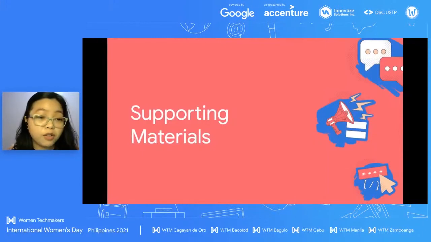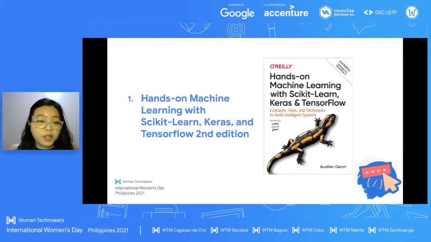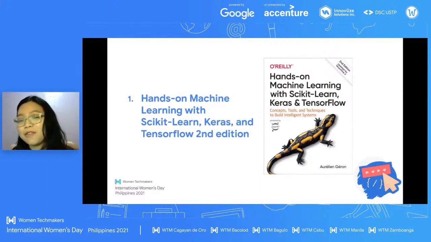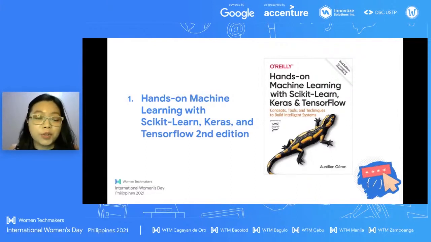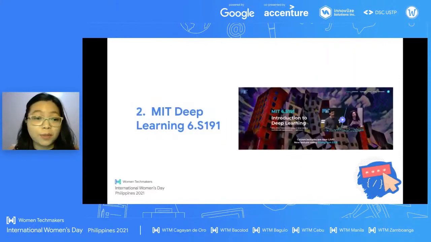So I will just run through the supporting materials. You can also get the Hands-On Machine Learning with Scikit-Learn, Keras and TensorFlow, second edition, by Aurélien Géron. It's a pretty awesome book. If you're going to use one book to learn from classical machine learning to neural nets, it's a pretty exciting book. So you can have this as your supporting material.